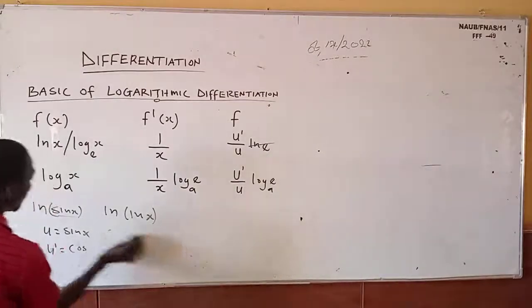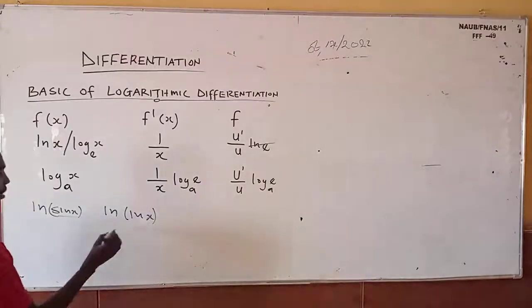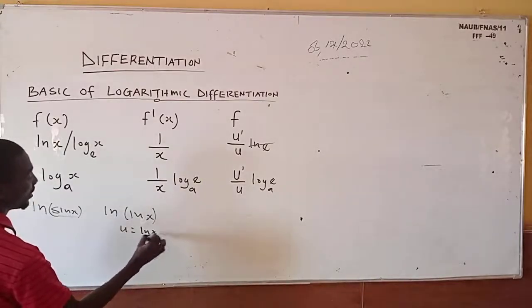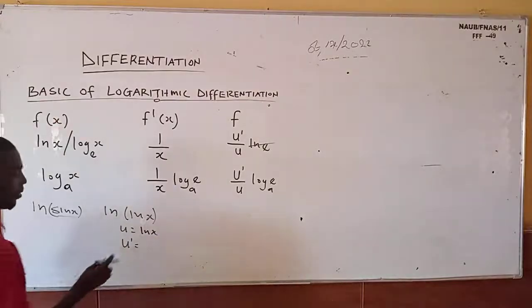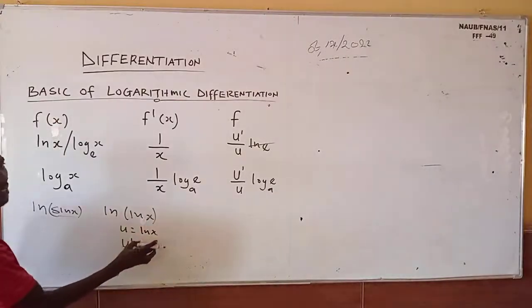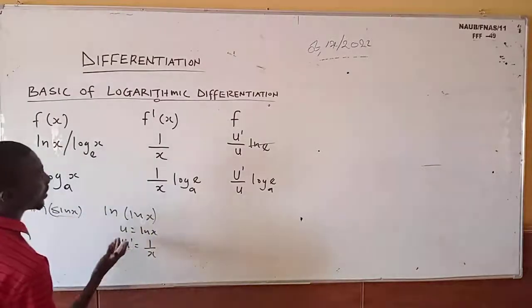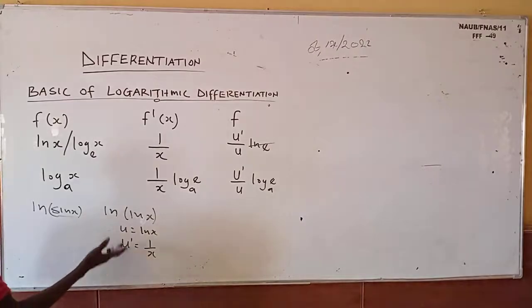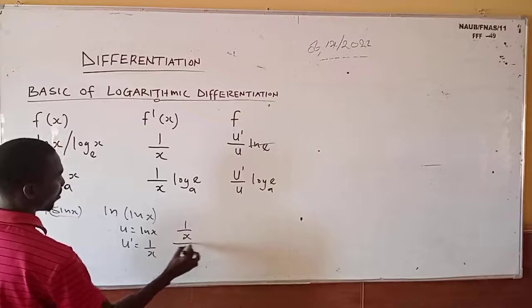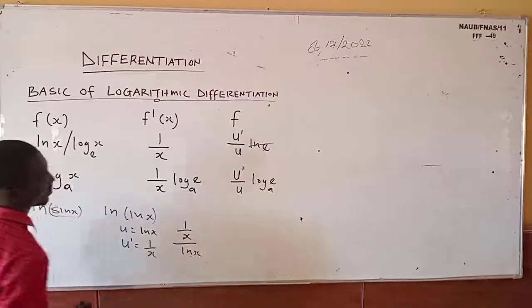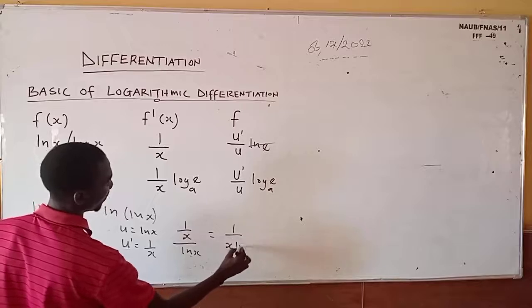Now, how will you differentiate ln into ln of s? The same way, u is equal to ln s, right? Then you differentiate your u prime. If I differentiate ln s, I'm going to have 1 over s, right? So now I know that from the formula, it's nothing but u prime over u, which is 1 over s all over ln s. Do you get that? And which is still the same as 1 all over s ln s.